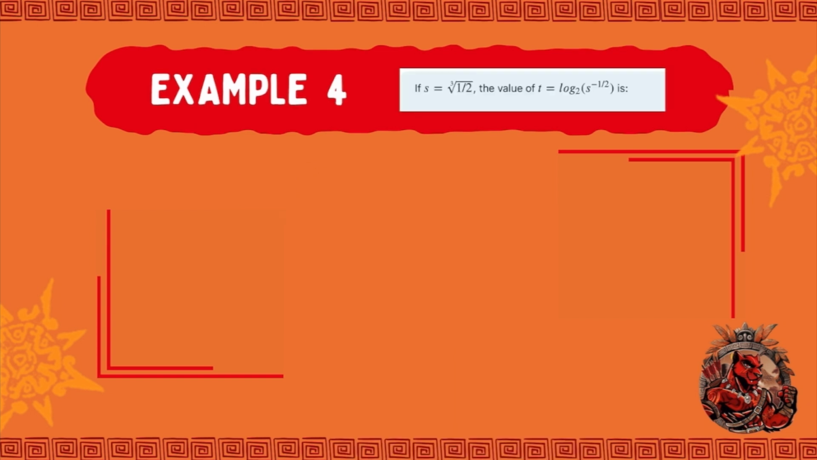So here comes our last example for today's video. This question is a tiny little bit trickier than the ones we had before, but don't hesitate to pause the video so you can first try it out yourself. To find the value of t, we first plug s into the equation, and we're going to simplify this cube root into the power of 1 over 3.